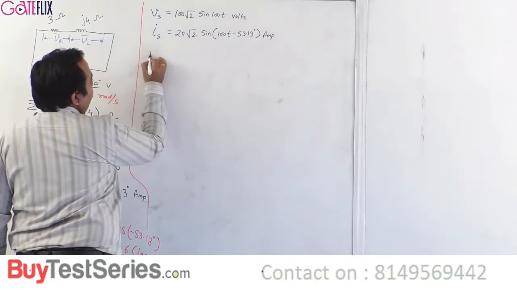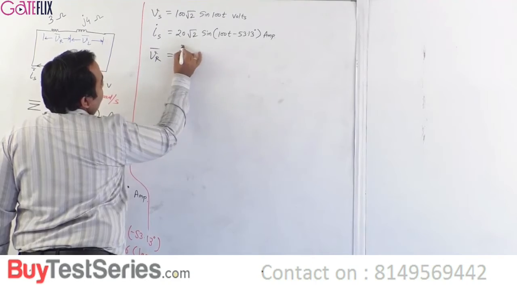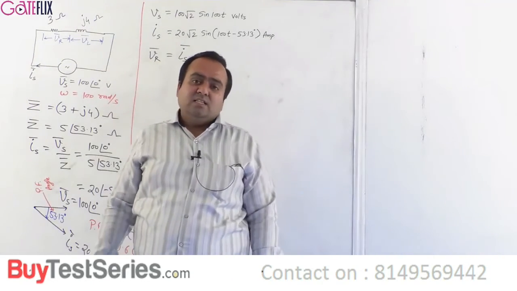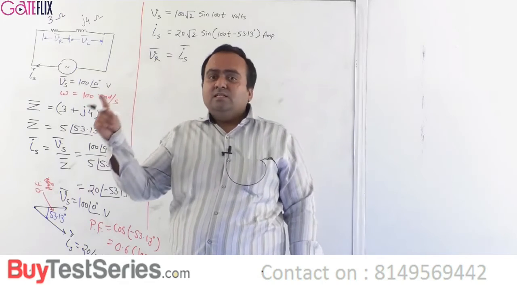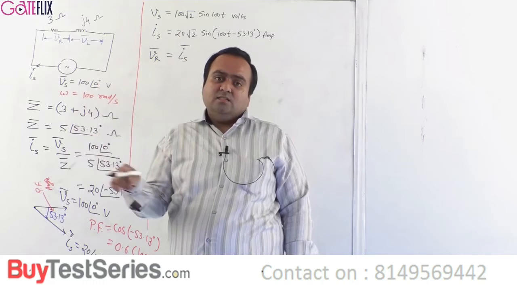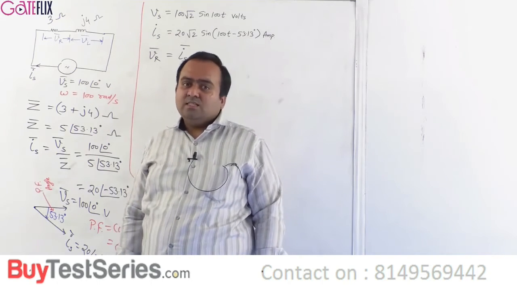We can calculate VR phasor as Is phasor. As you can see, this is a series circuit. If this is a series circuit, then the current being the same, whatever is the supply current is the resistance current is the inductance current. So we have the same current flowing through the entire circuit.